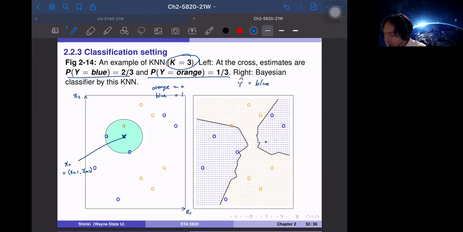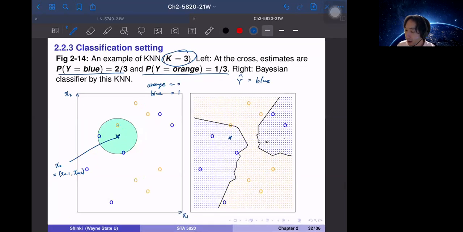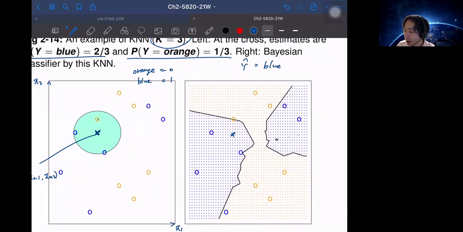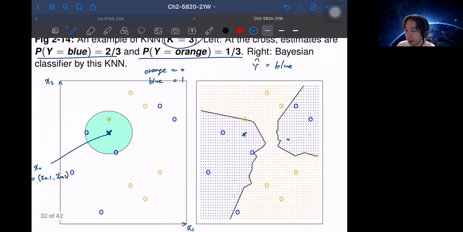So this observation is around here, right? So this is classified as blue. And we did the same thing. So the author did the same thing for all observations in this graph. So many orange dots and blue dots. And for each point that we do this, the k-nearest neighbors.